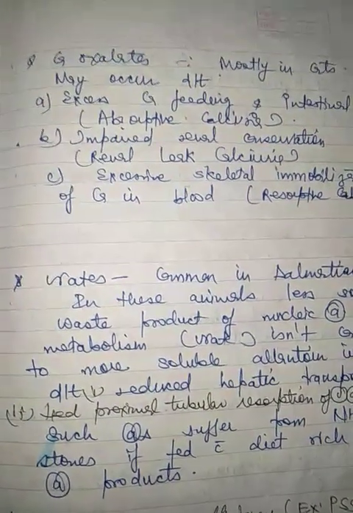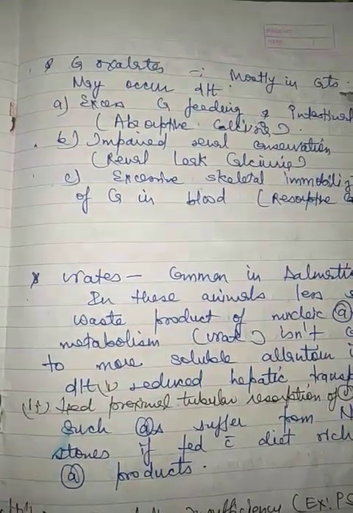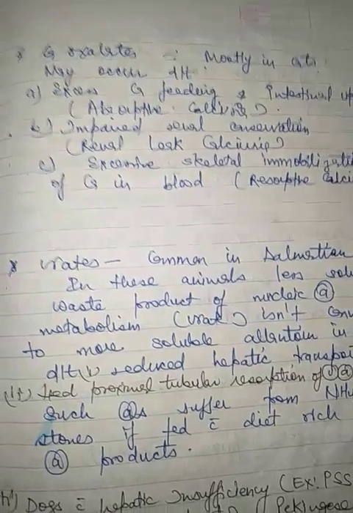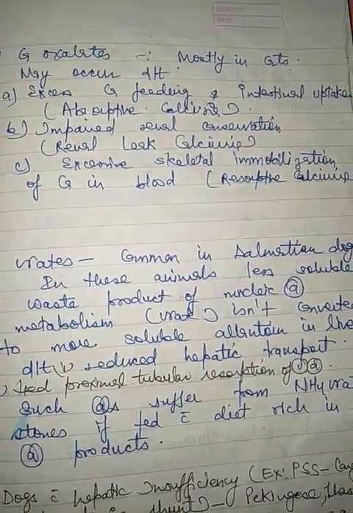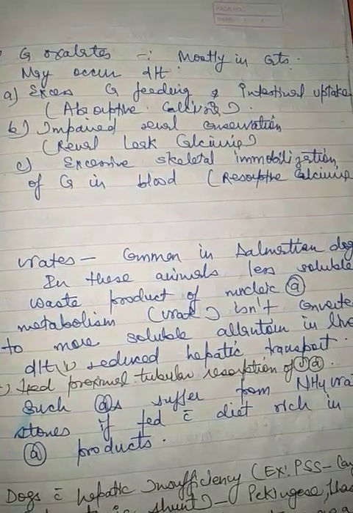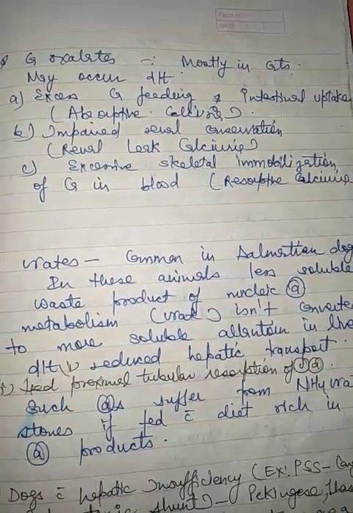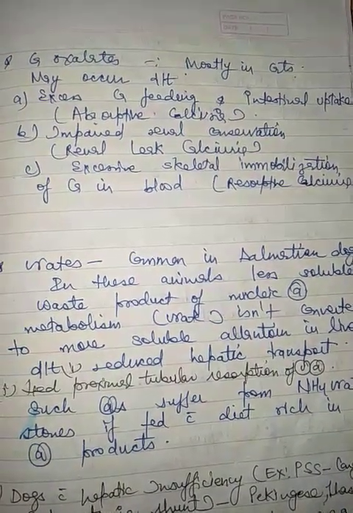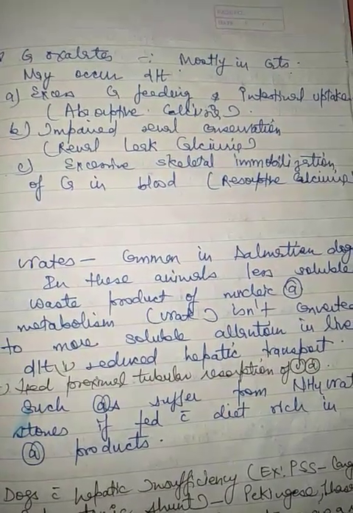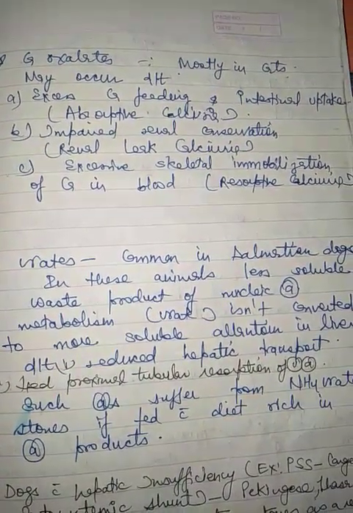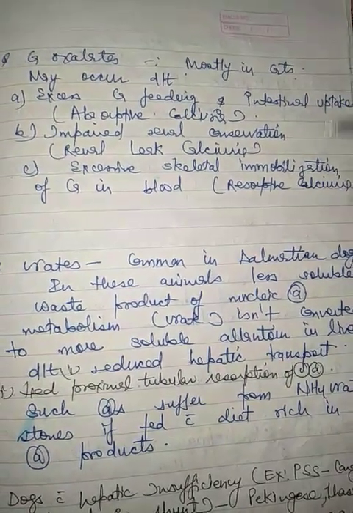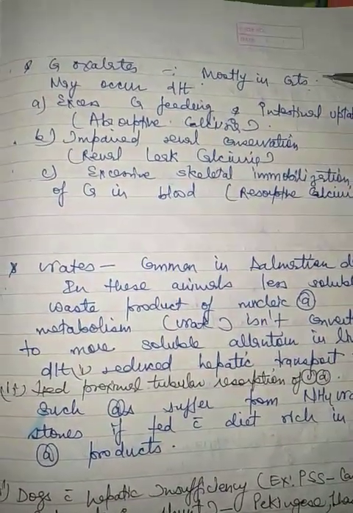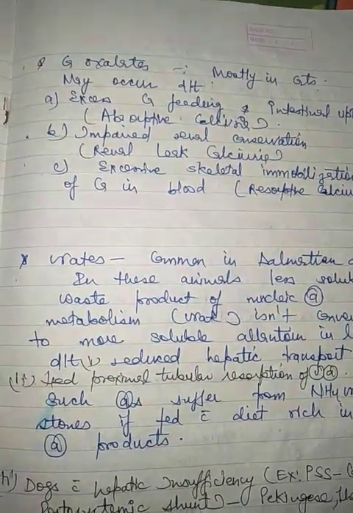Then calcium oxalate occurs mostly in cats, and it may occur due to either excess calcium feeding and intestinal uptake, that is absorptive calciuria, impaired renal conservation, that is renal leak calciuria, or excessive skeletal mobilization of calcium into the blood, that is resorptive calciuria. So these three factors predispose cats to calcium oxalate.